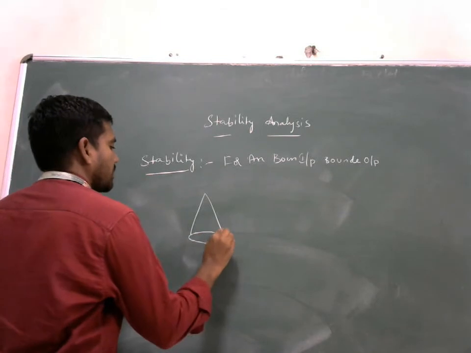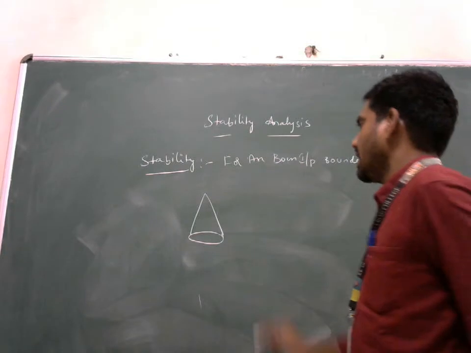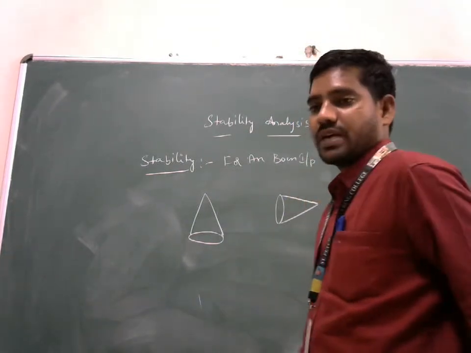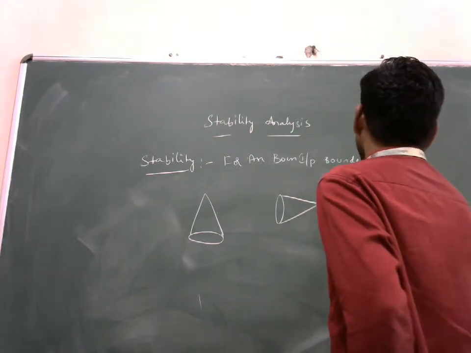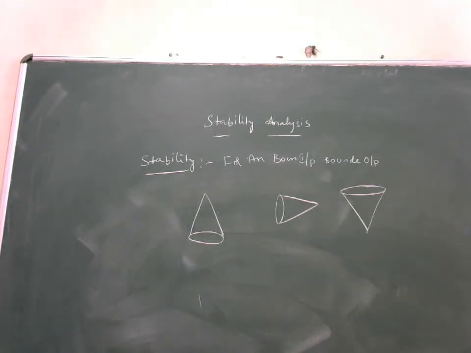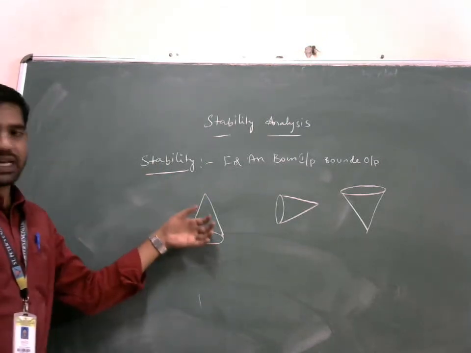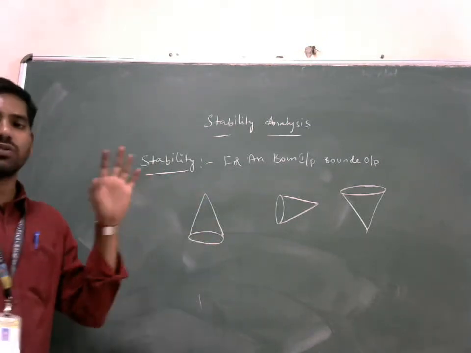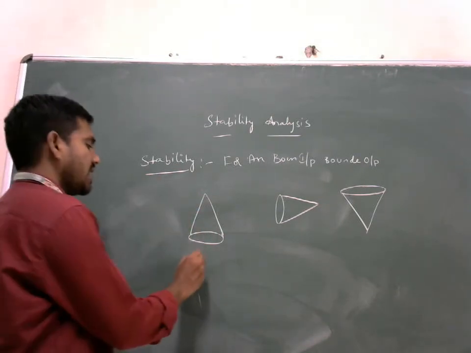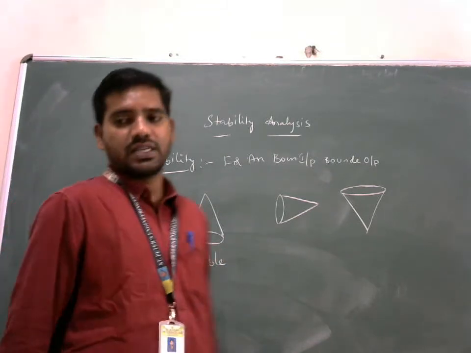We know the physical example of this particular system. This is a cone, which we observe in many places, and I am going to explain these things with this example. Now there are three cases. What are the three cases? If I take a cone and place it like this, definitely it will be stable. It will not fall. It will stay like this. This condition we call a stable condition.